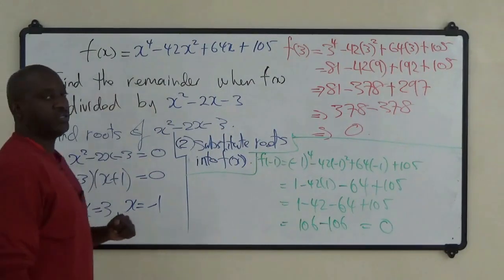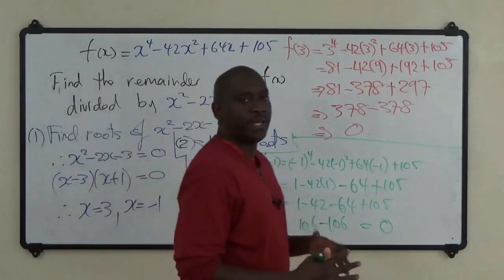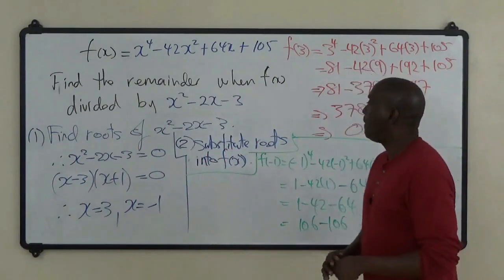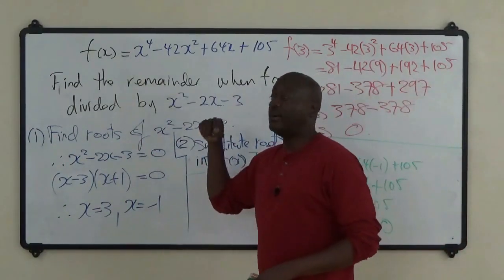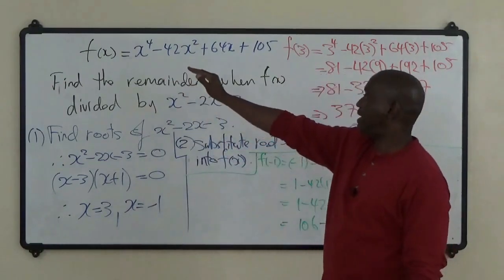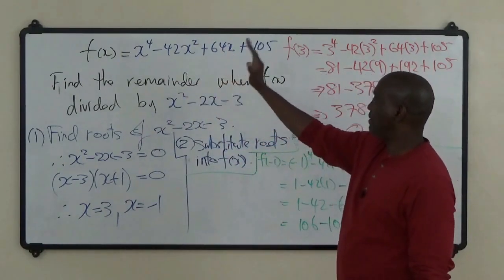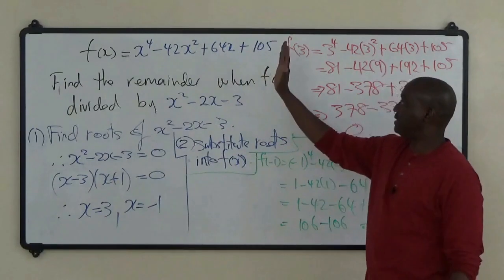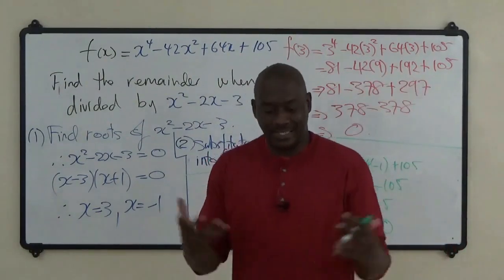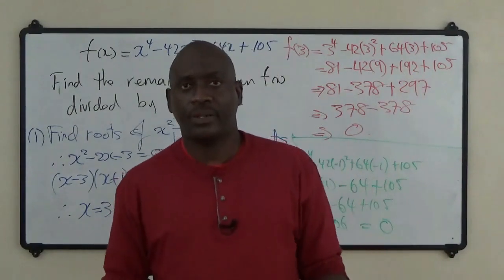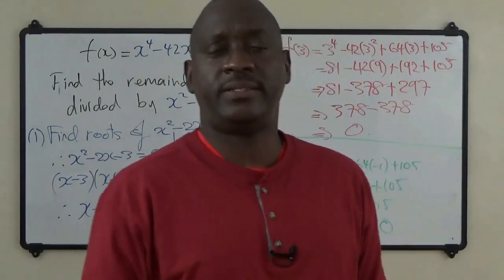into the dividend. So we show now that x squared minus 2x minus 3 is in fact a factor of f of x equal x to the power of 4 minus 42x squared plus 64x plus 105. So this is basically it where the remainder and the factor theorem is concerned.